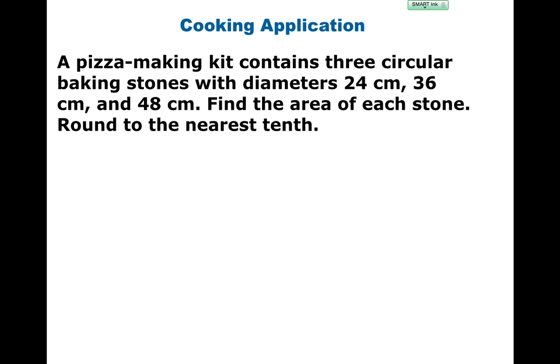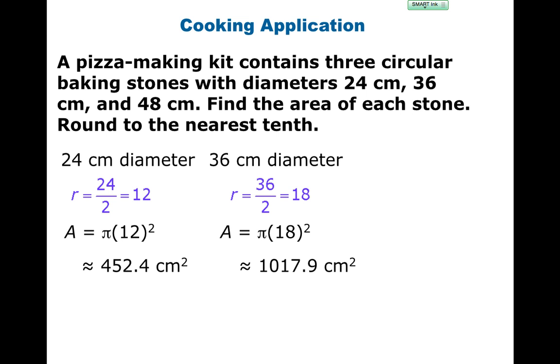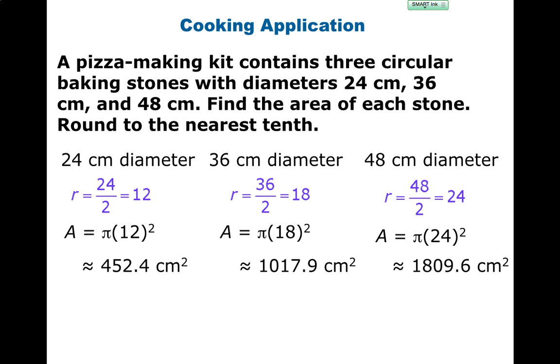Okay, ready to check these answers? The first one, we use a radius of 12. So you took 144 times pi. In decimal, that was about 452.4 square centimeters. We're finding areas, so you're squaring it. And then the next one had 1017.9, and the last one was 1809.6 square centimeters.